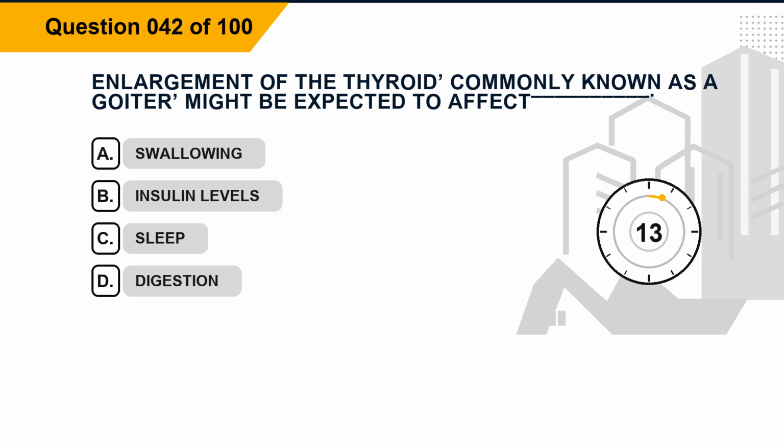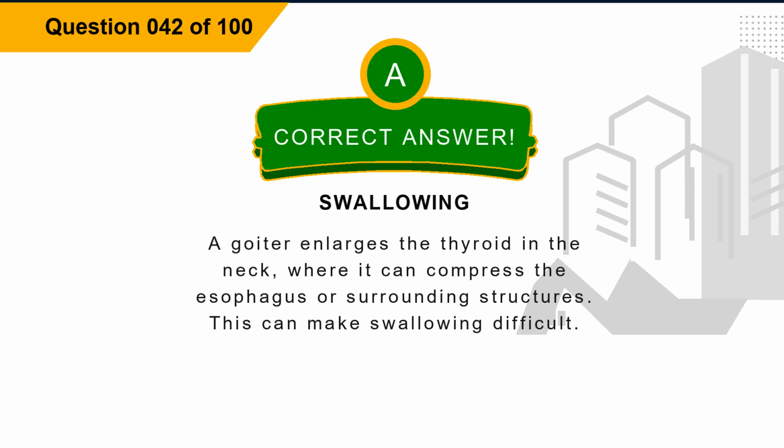Question 42. Enlargement of the thyroid, commonly known as a goiter, might be expected to affect blank. Option A: swallowing. Option B: insulin levels. Option C: sleep. Option D: digestion. The correct answer is option A: swallowing. Explanation: a goiter enlarges the thyroid in the neck, where it can compress the esophagus or surrounding structures. This can make swallowing difficult.